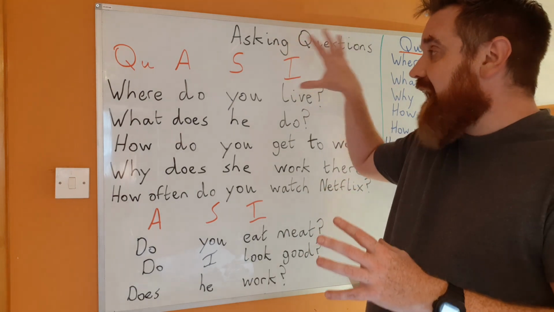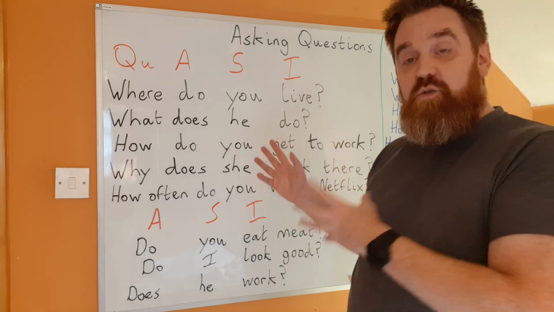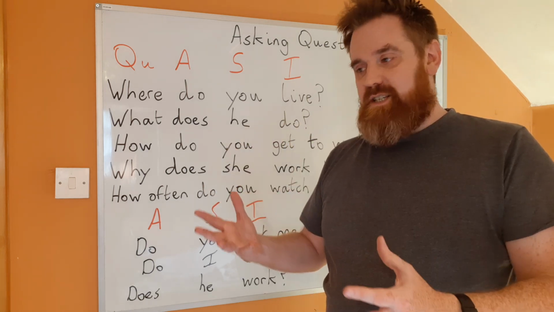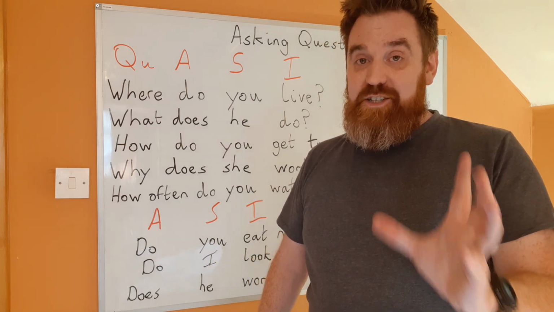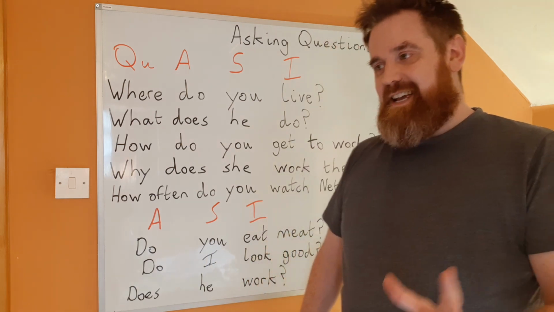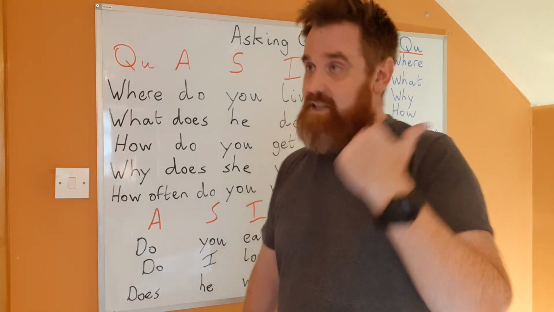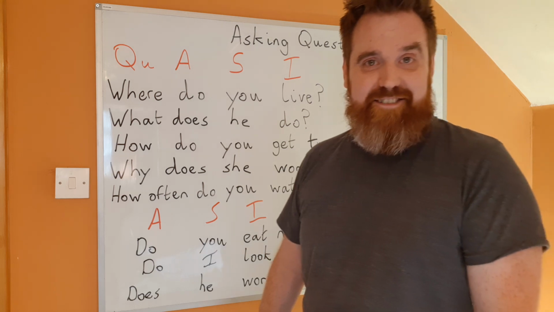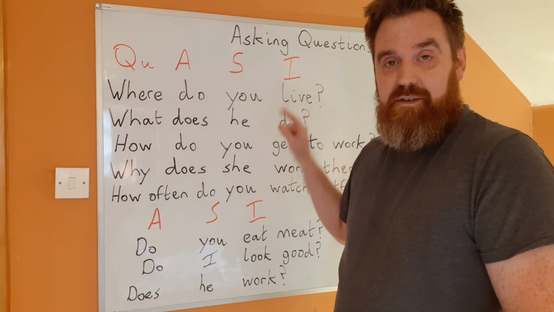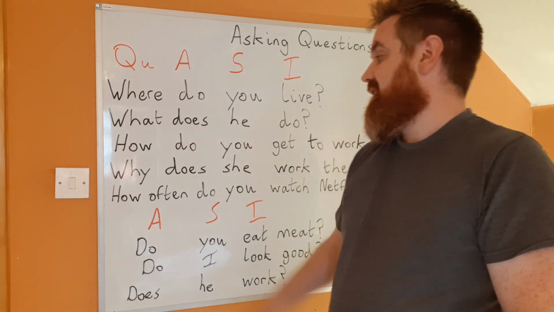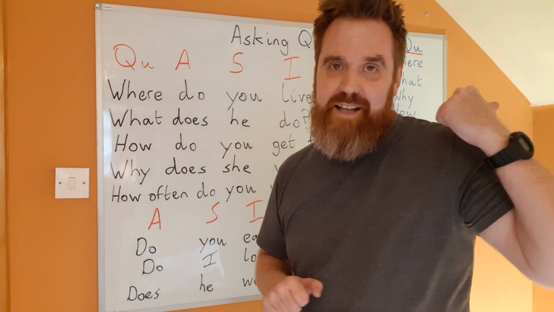So this is how you ask questions in the present simple. And this is a good way of starting a conversation. And here's a little trick to ask questions in the past simple. If you want to ask a question about something yesterday or in the past, just change the auxiliary. Where did you live 1 year ago? What did he do 10 years ago?